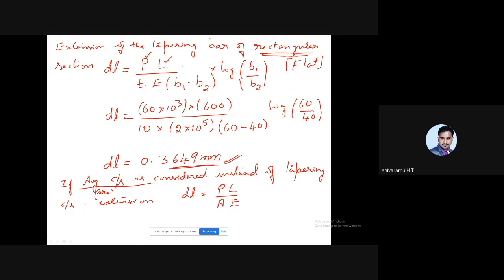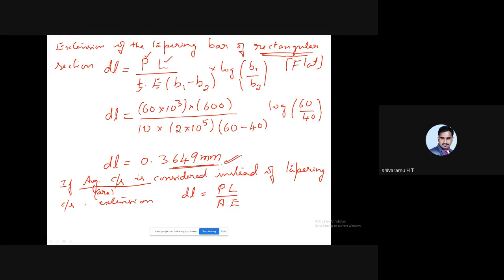Length is given, 600 millimeter, and thickness is known, 10 millimeter, and Young's modulus is given 2 into 10 power 5 Newton per square millimeter. Here length and thickness are in millimeter, so we need to keep Young's modulus also in terms of Newton per square millimeter. And here B1 is the bigger end width, 60, and the smaller end width is 40, into log of 60 by 40. So we'll get the deformation as 0.3649.